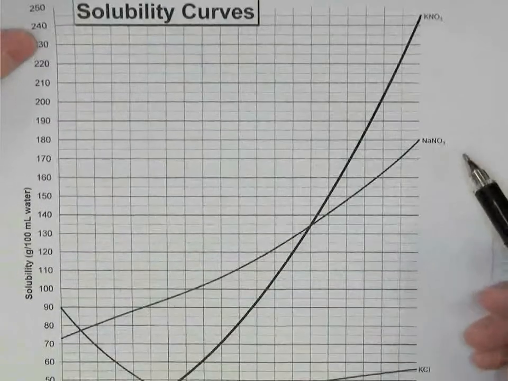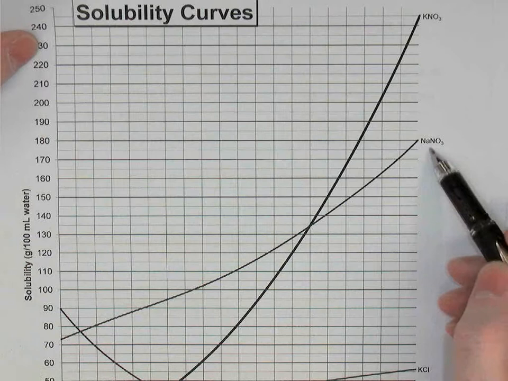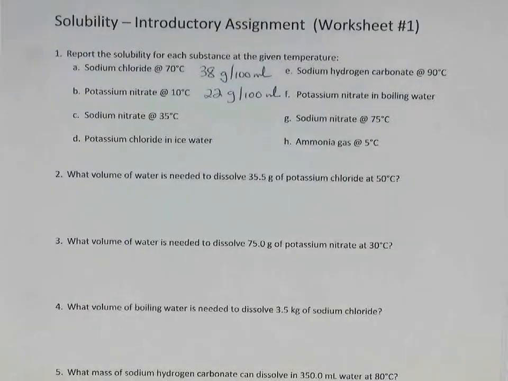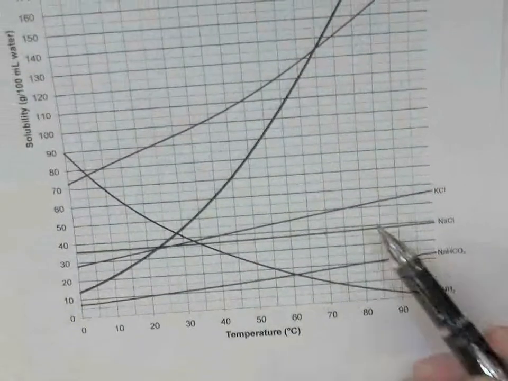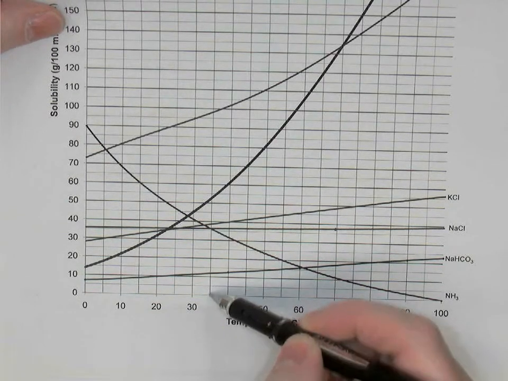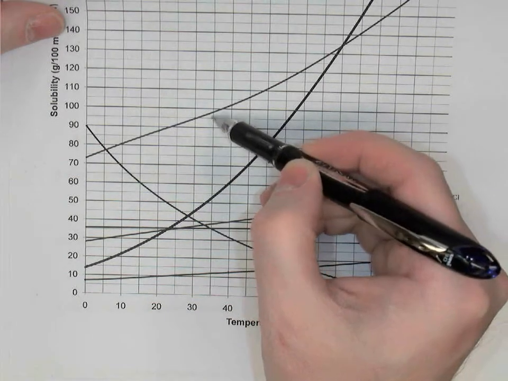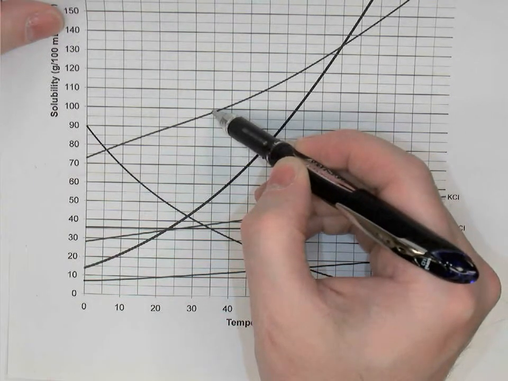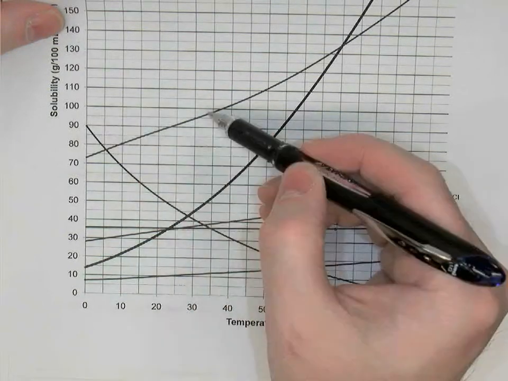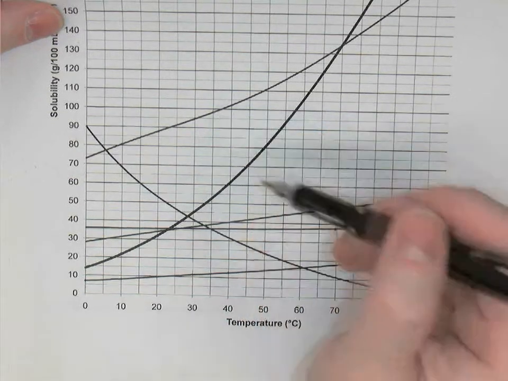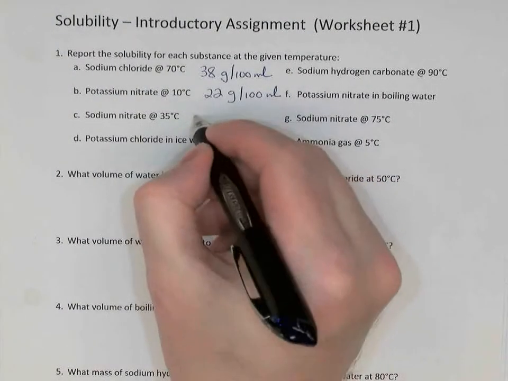Sodium nitrate at 35 degrees Celsius. Sodium nitrate is this salt here. Na is sodium and NO3 nitrate. And the temperature again was 35 degrees Celsius. So on the x-axis, 35 degrees is here. And if we go straight up to the graph where sodium nitrate is, we reach this point here. And now over to the y-axis, we can see we're between 95 and 100. And so we are slightly closer to 100, so probably about 98 grams per 100 milliliters.